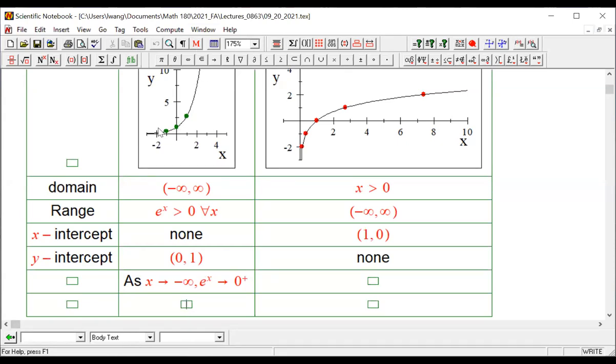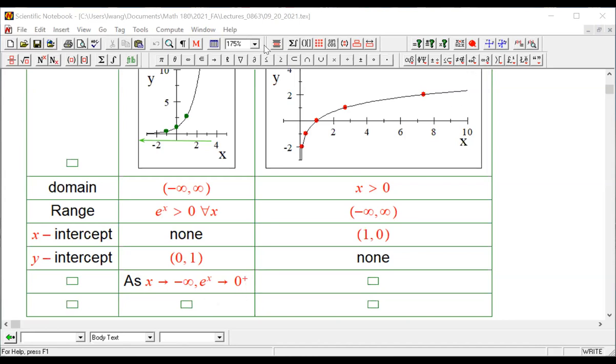Because the curve is always above the x-axis. It never falls on the x-axis and never falls below. Therefore, e to the power x is approaching 0, and we put a little positive sign on the shoulder of 0, meaning that it's always above 0. Even if it's just a little bit more than 0, it's above 0. So this is the description: when the input approaches negative infinity, the output is approaching 0 infinitely.